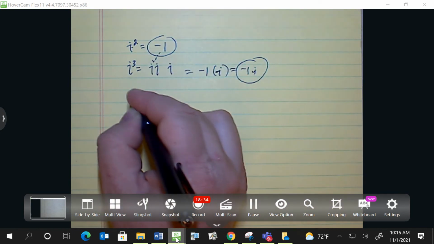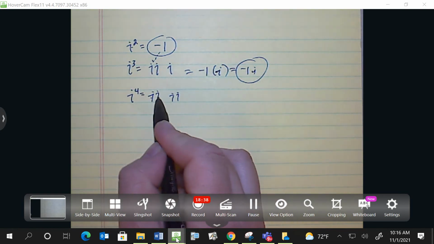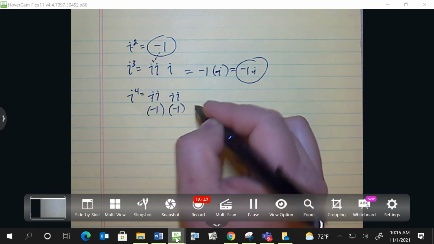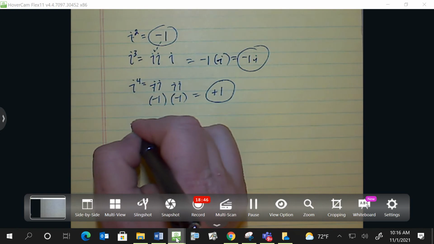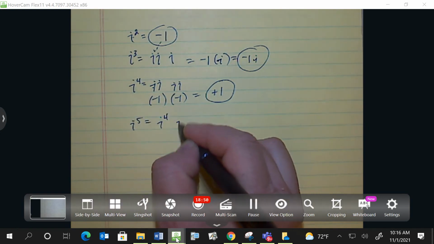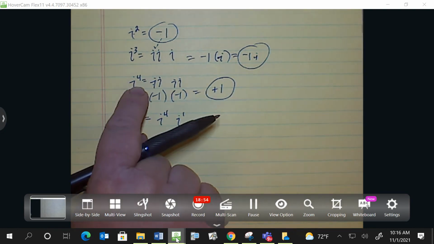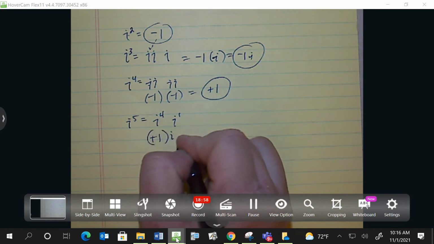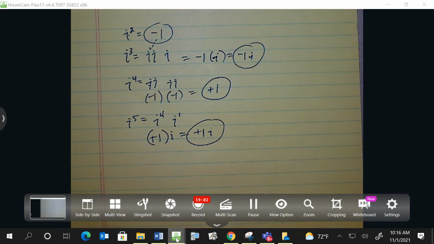And then 4 i's would be, well, I can split them up into groups of 2. 2 i's make negative 1, so this is like negative 1 times negative 1, which is positive 1. And 5 i's would be 4 i's and then an additional 1i. That makes up 5. Now, why did I do that? Because I know 4 i's is the same as positive 1, and then taking it times i is positive 1i. Okay, all part of the video. Okay, so here we go.